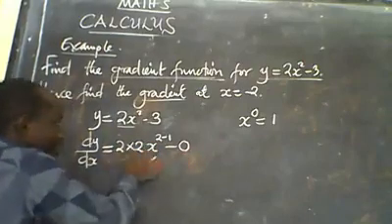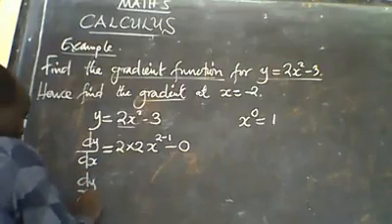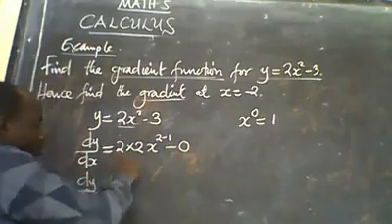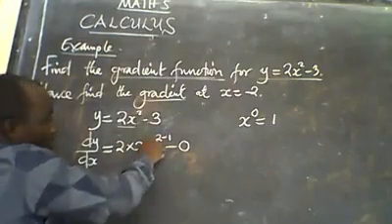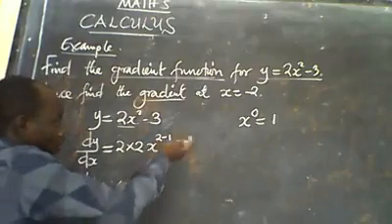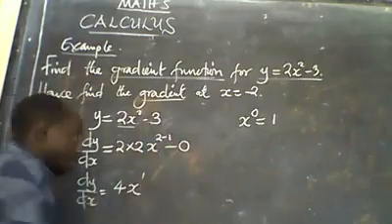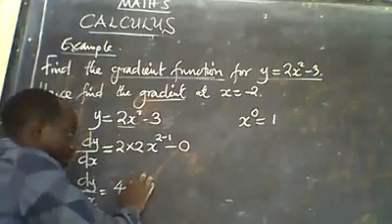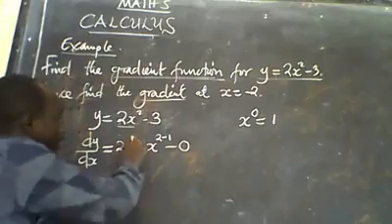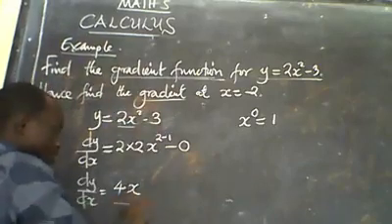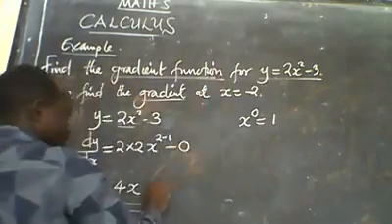Then I'll simplify this to have my final answer. dy dx is equal to 2 times 2, which gives me 4. Then x here, 2 take away 1 is just 1. Raised to power 1, actually we don't write like that, there's repetition. So the entire thing gives me 4x. This 4x is my gradient function.